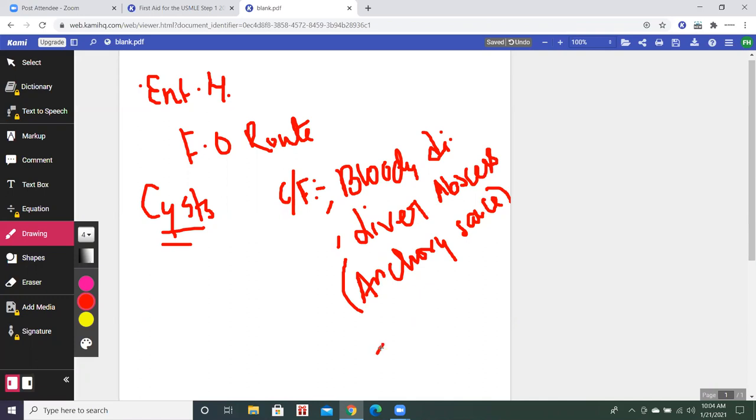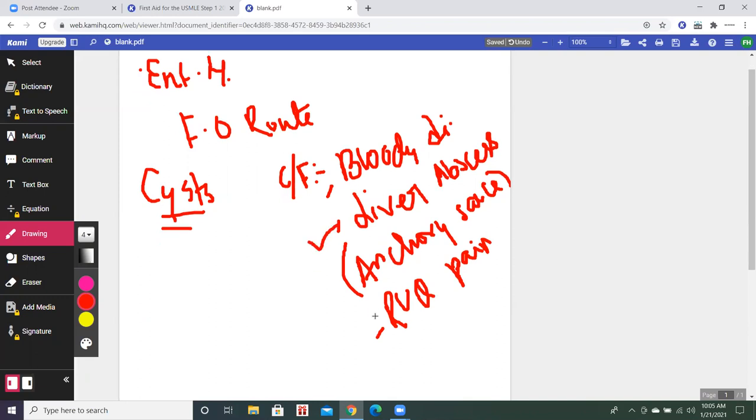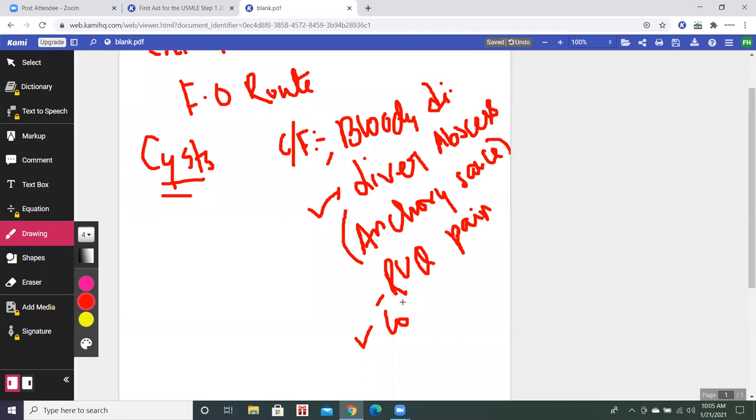So these patients would obviously complain of right upper quadrant pain. And since Entamoeba histolytica has the tendency of releasing proteolytic enzymes, what they do is when they colonize in the liver, they cause the abscess. And when they colonize in the colon, they also release the proteolytic enzymes, resulting in ulcers. And the shape of those ulcers are flask-shaped ulcers. Okay, they are flask-shaped ulcers.